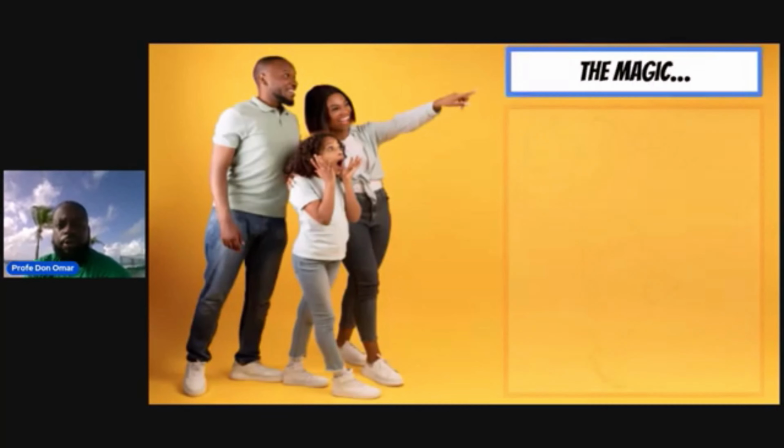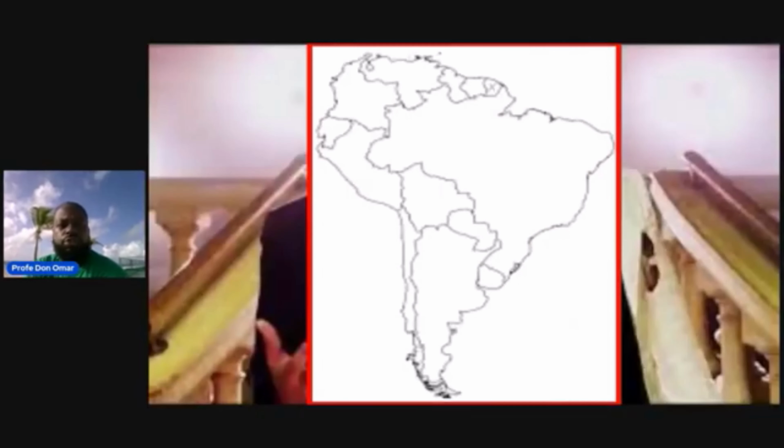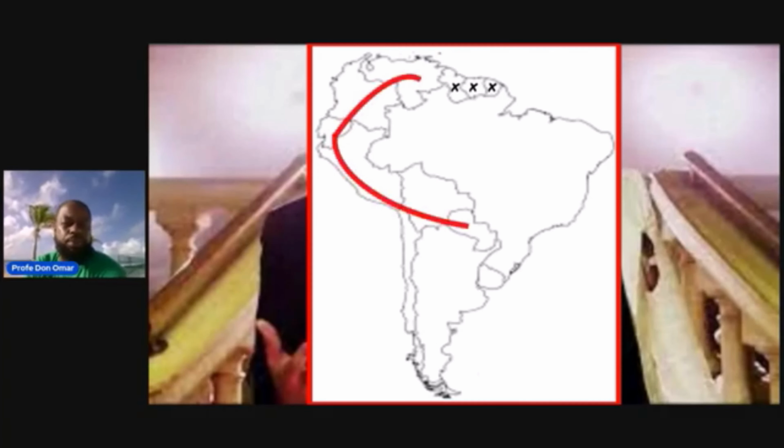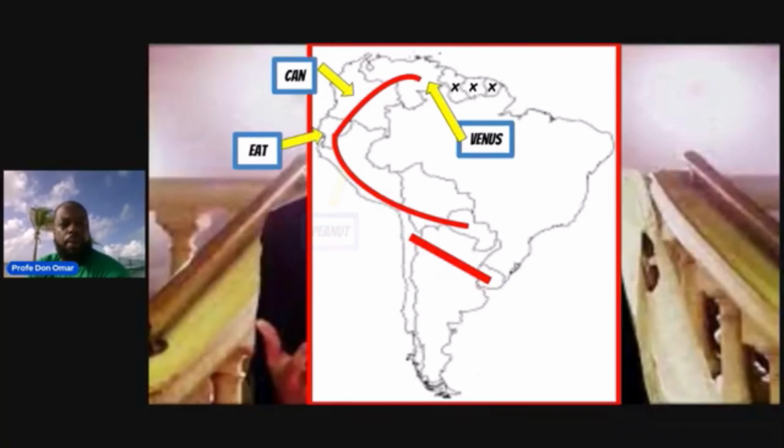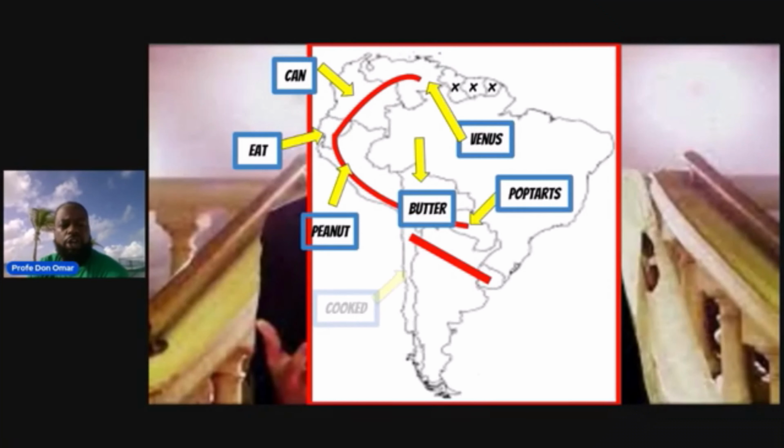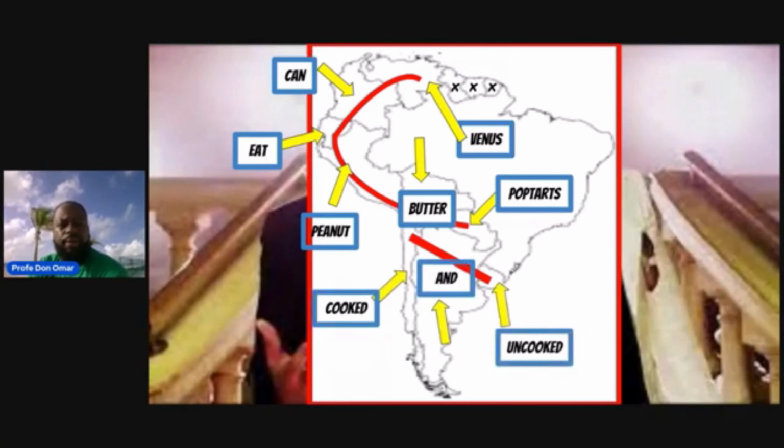Take a look. Here comes the magic, damas y caballeros. We've got 1, 2, 3 X's there. Then we have the letter C, not a perfect one, but it does what we needed. And then we're drawing a diagonal line from left to right. Now the letter C and that diagonal line encompass all of the Spanish-speaking countries that we need to identify. Venus can eat peanut butter Pop-Tarts, cooked and uncooked.